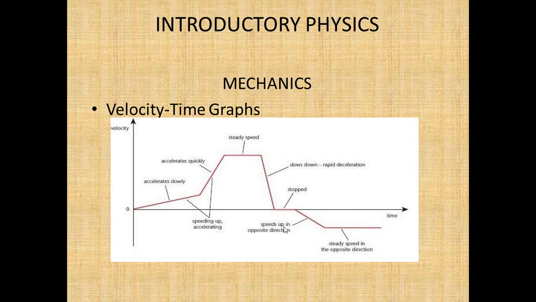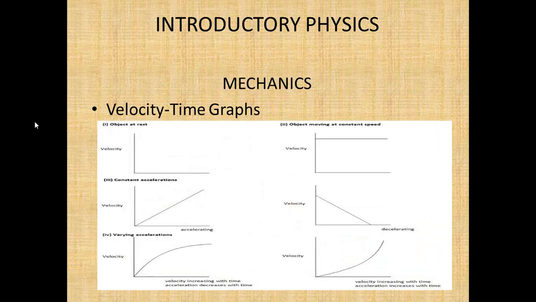So it speeds up in the opposite direction, and then a flat line again means, but there's a number. So even though it's moving in the opposite direction, this is a constant, steady speed in the opposite direction. So a negative number just means opposite direction. You still need to say whether it's speeding up or what it's doing. Okay?